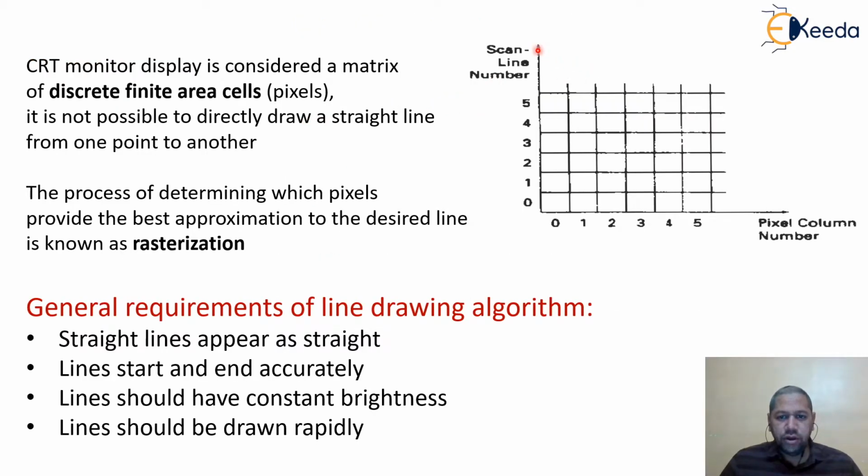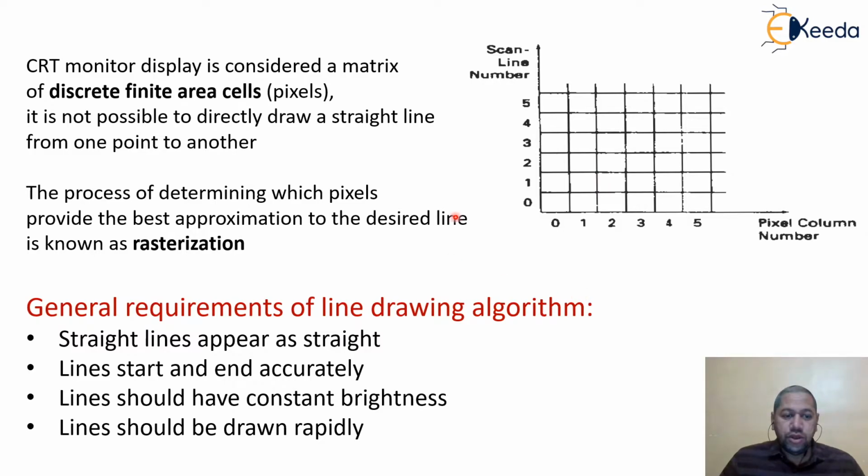So let us start the discussion. All of you can look at the diagram; we already learned this. Generally, the CRT monitor display, or our monitor screen, is always considered as a matrix of pixels, but it is a discrete finite area cell. If I want to activate pixel 00, obviously 00 is separate, 1 is separate, 2 is separate, and so on. These are separate, discrete finite area cells.